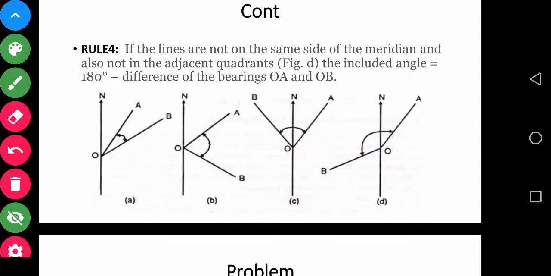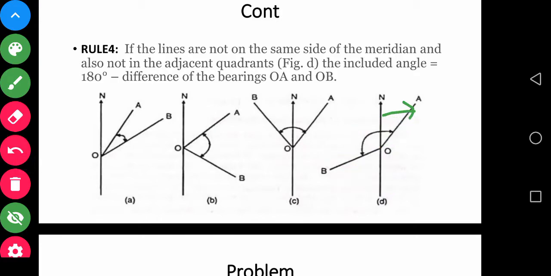Now if you want to measure the angle between OA and OB, this is our included angle. So to calculate this angle, we will first calculate the bearings. What will be the bearing of OA? This will be this. And what will be the bearing of OB? This will be calculated from the south line, because this is nearer to the south line. So this will be the bearing for OB.